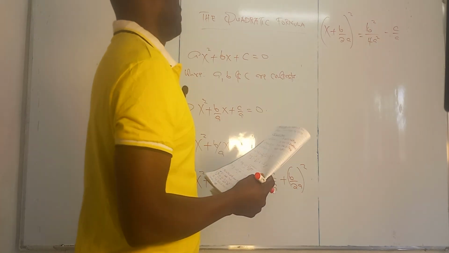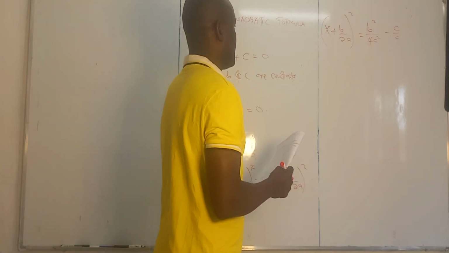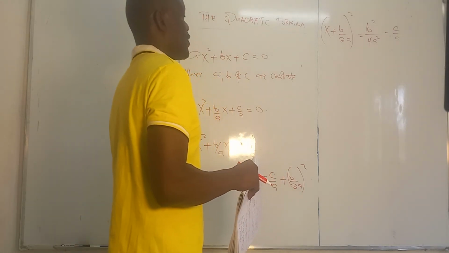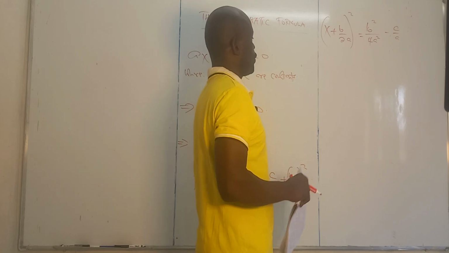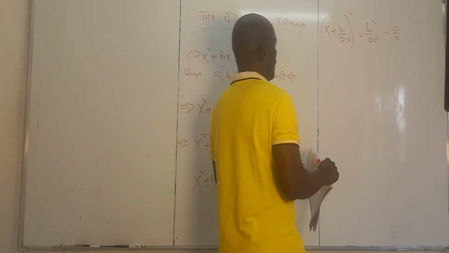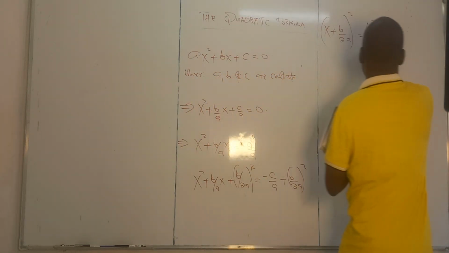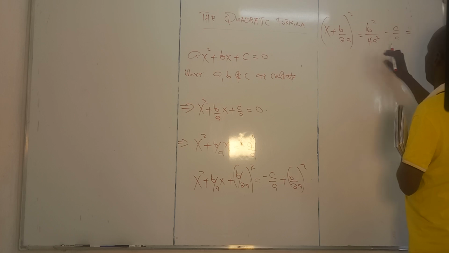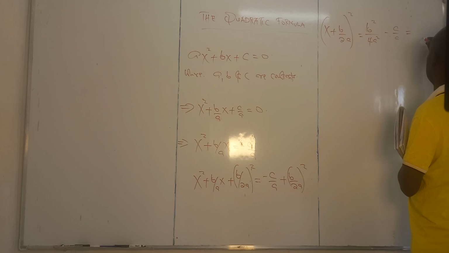So our interest here is to get an expression for x. That expression for x will now allow us to solve for quadratic equations that we get once we are able to specify a, b, and c. So in this case, I want to rewrite this side so that it looks better. So the LCM is 4a squared.